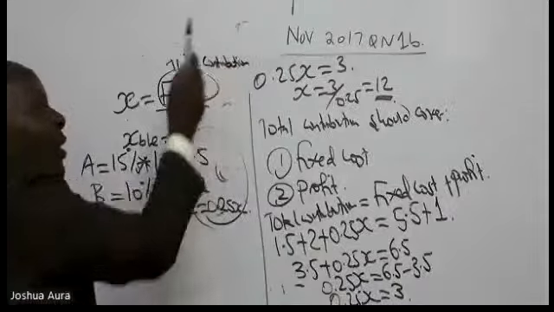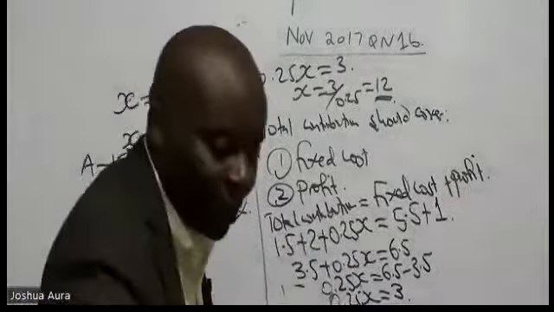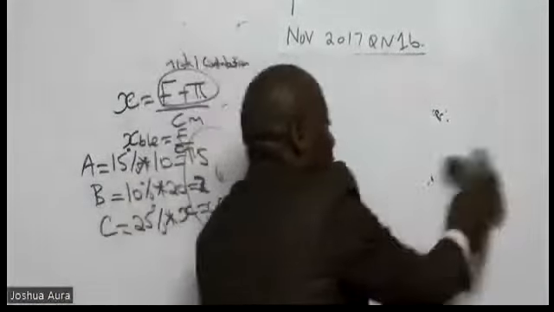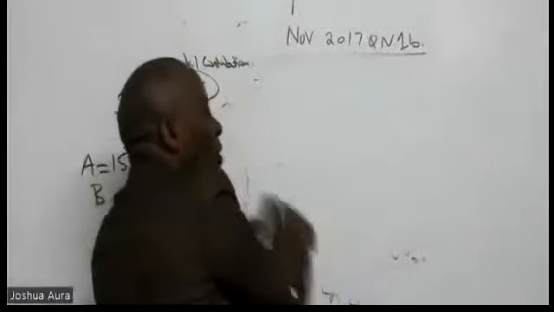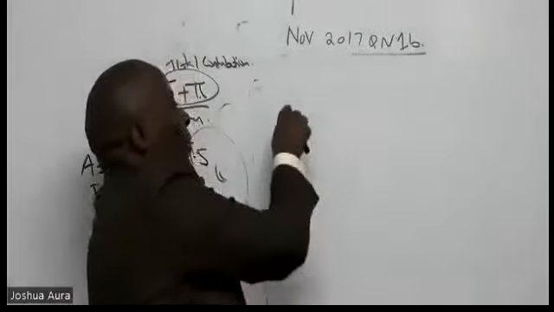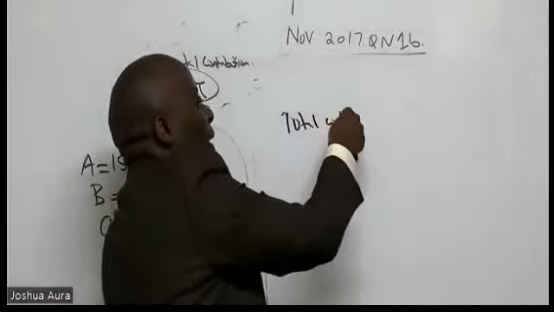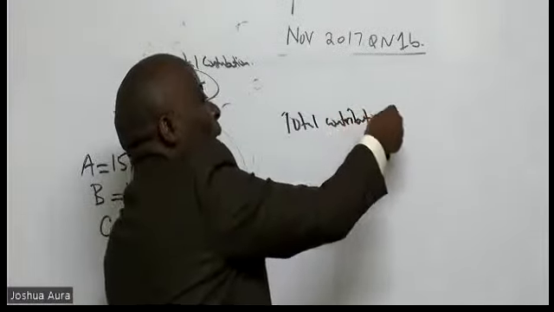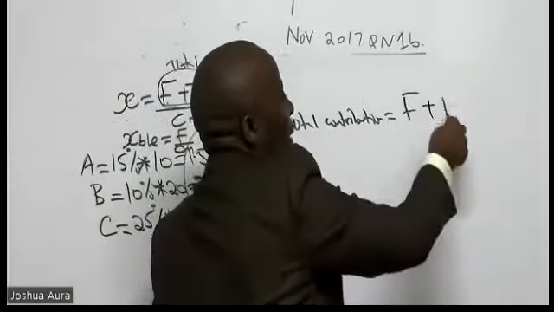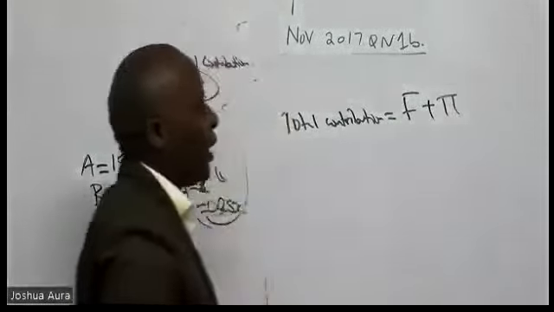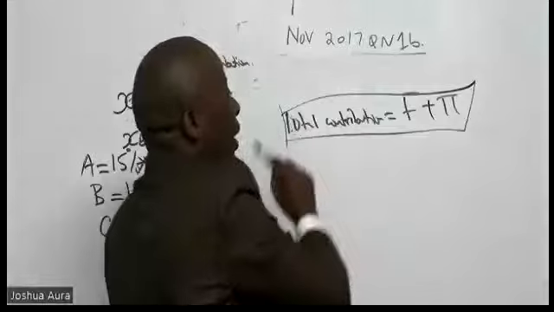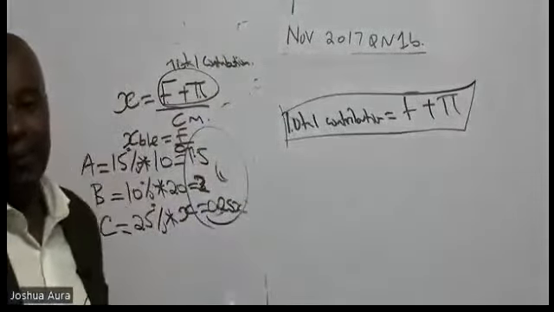I would want to remind ourselves, ladies and gentlemen, that whenever they want us to get some of these things, we don't have to think about the formula always. This was a straightforward question that wanted me to get total contribution from each product, and then add them. And I should have remembered the total contribution is the same as fixed cost plus profit, which is pi or targeted profit. This is so important. I would want you to write this again and highlight it.